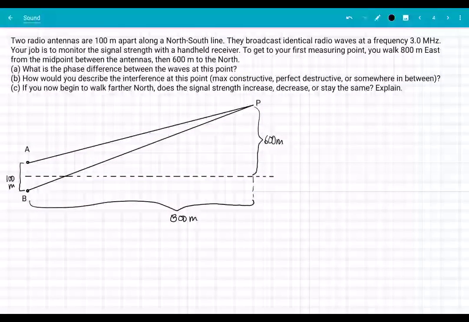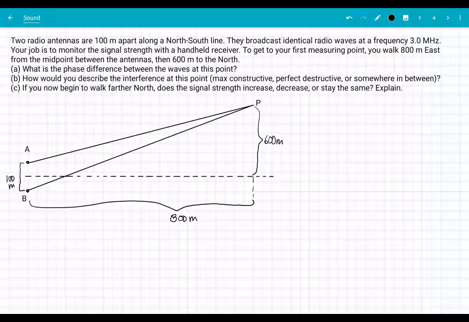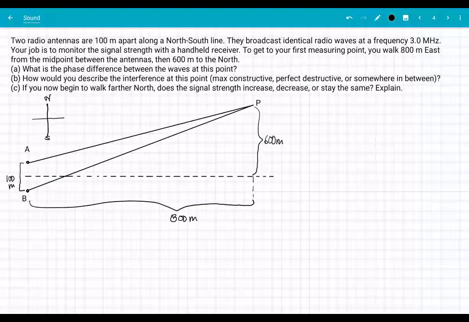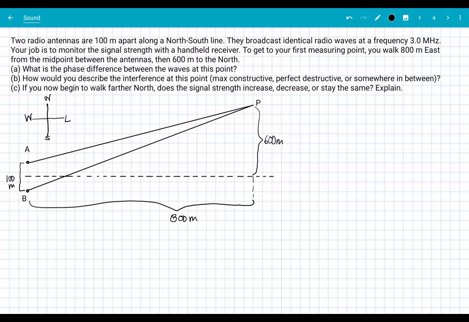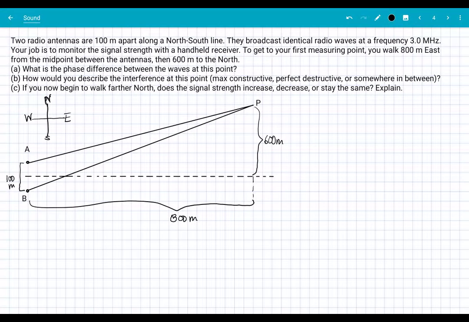Your job is to monitor signal strength with a handheld receiver. You can kind of imagine yourself doing that. To get to your first measuring point, you walk 800 meters east from the midpoint between the antennas, then 600 meters north. In case you haven't tracked on that, the way I have this drawn is kind of conventional here, where I've got north, south, west, east. And we're looking at this from top down, okay?